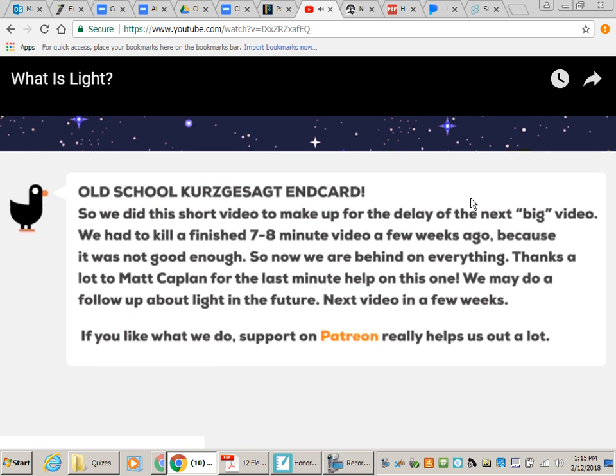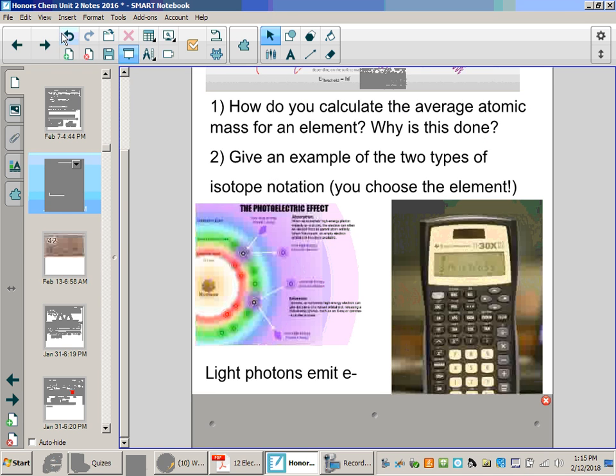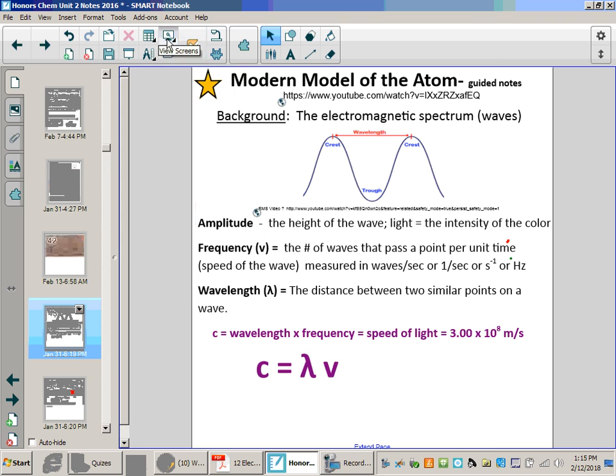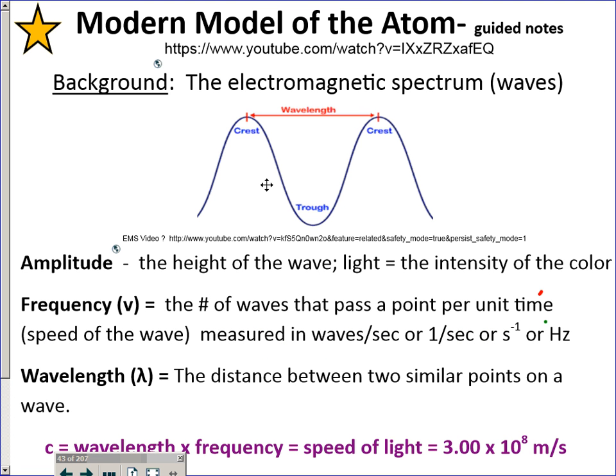Okay, so that might be a little above our pay grade, just a teeny bit, but what you should have gotten was: light travels at what speed? 3.00 times 10 to the, do you see it on the bottom screen? 8 meters per second, okay?